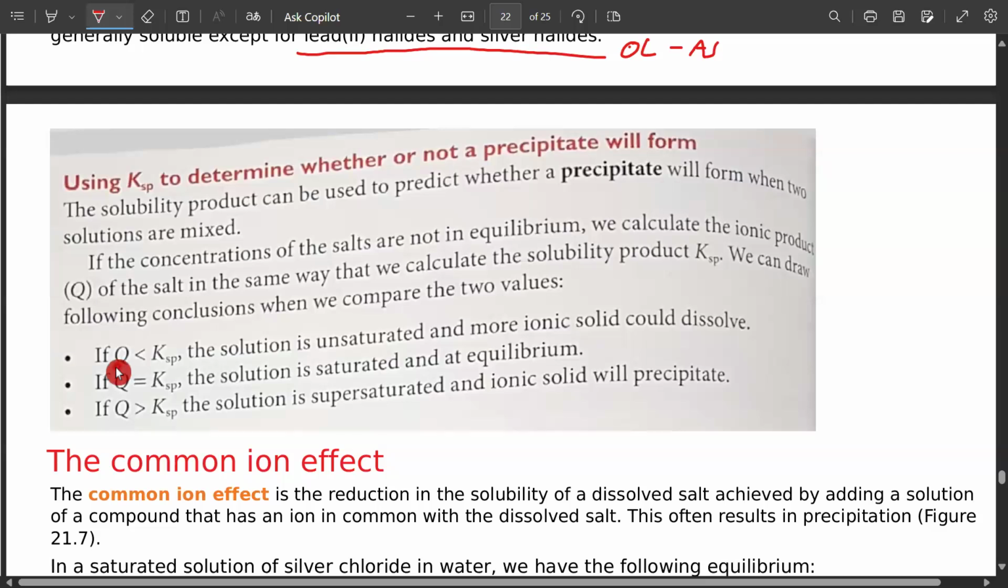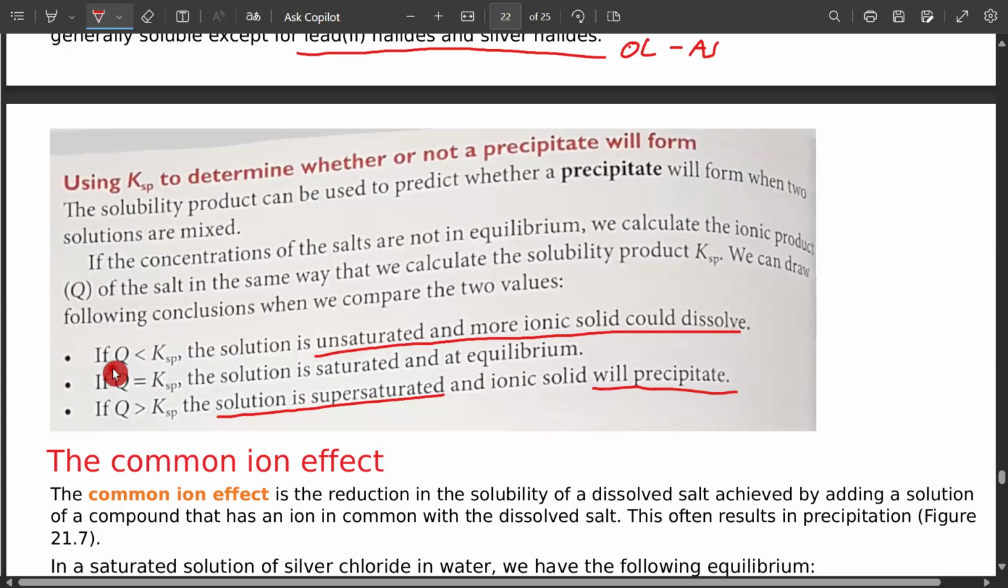So if the Q value is greater than the KSP value, then the product will precipitate. That means the solution is supposed to be saturated, and we call such a solution supersaturated. And on the other extreme, if the value is less than KSP, then such a solution is said to be unsaturated, and more ionic solid could dissolve. So these are the two different cases.